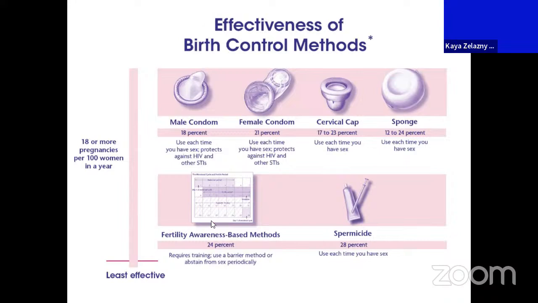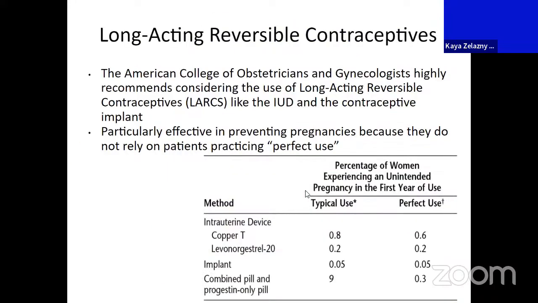So here we can see the percent of pregnancies that causes. Here we have 24%. Spermicides on their own, so just chemicals to kill sperm, also not super effective. Barrier methods are more effective, and especially in combination with a spermicide, those would work better.